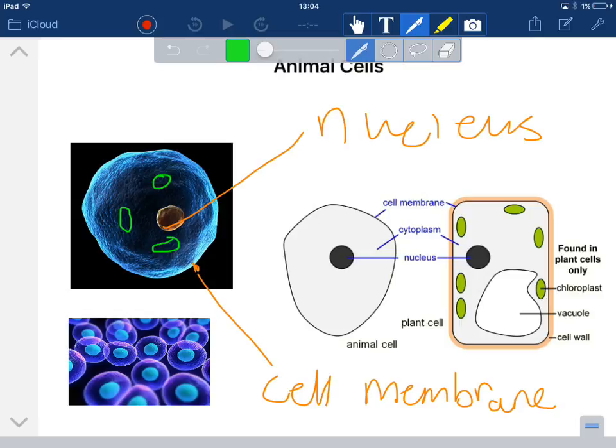And so a tissue will only be similar cells. So would you say that was a tissue? Yes, because look, they're all pretty identical, aren't they? Okay. What happens if we have different tissues coming together to perform a function? What do we call that?